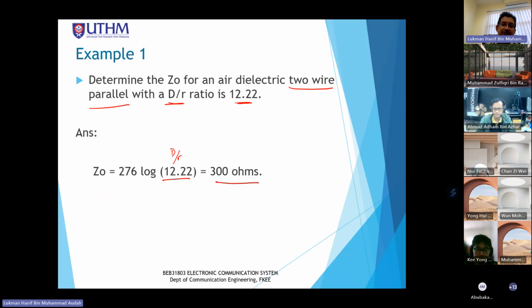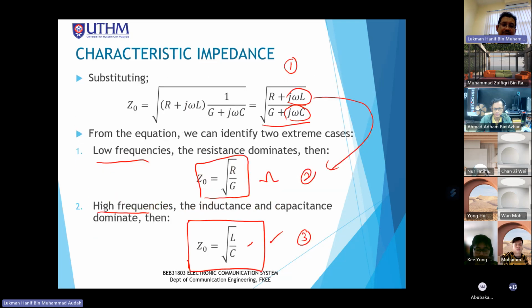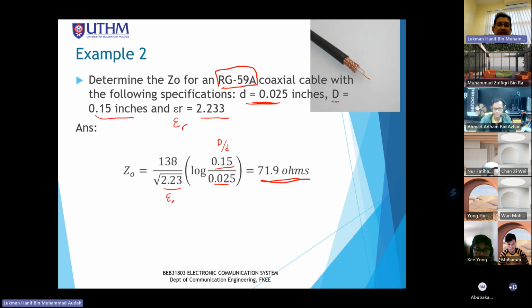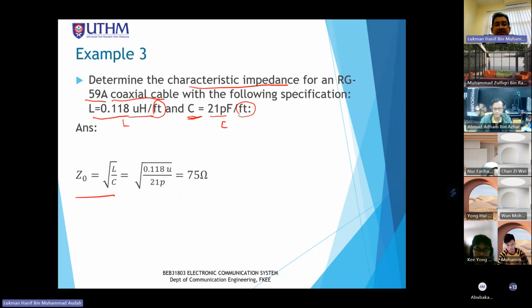This was given previously. If I go back to the previous slide, for high frequency, the inductance and capacitance are dominant. When we use a low frequency, the resistance component is dominant. In this example, you are given L and C parameters, so we can straight away use them. Therefore, the square root of L over C.